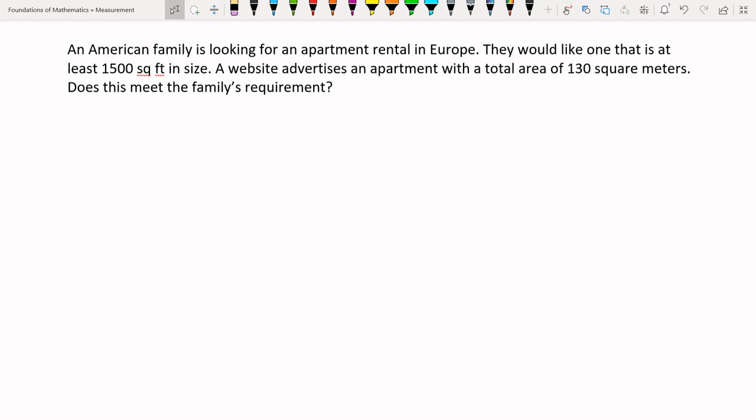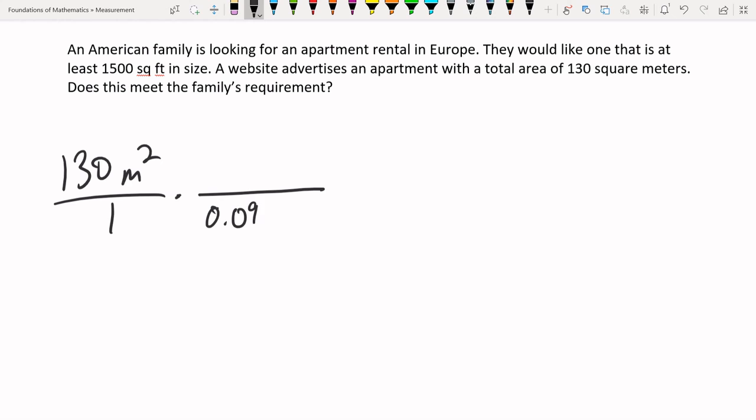Is 130 square meters big enough for the family? So what we want to do is convert 130 square meters into square feet. The conversion we have here is 0.0929 meters squared equals 1 foot squared. So all we have to do really is divide out that number.